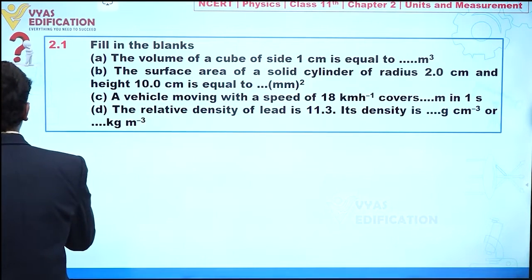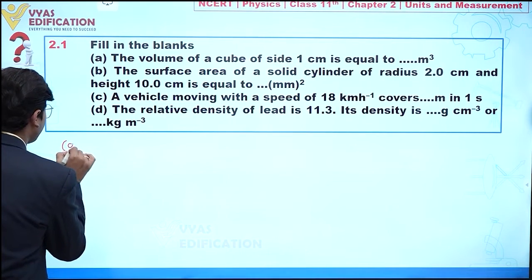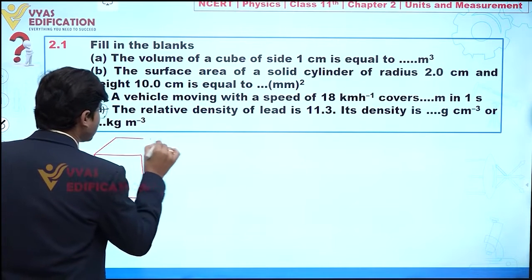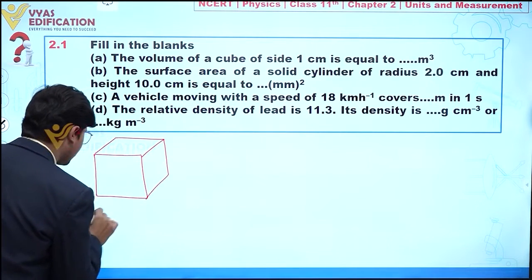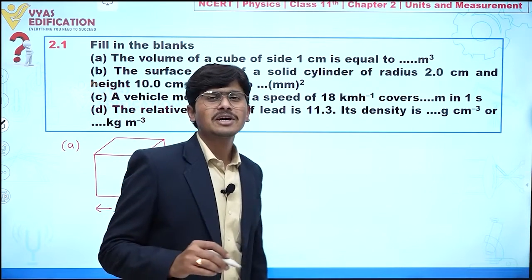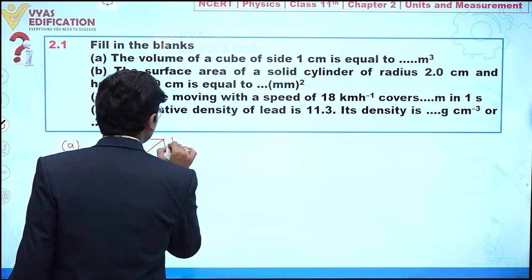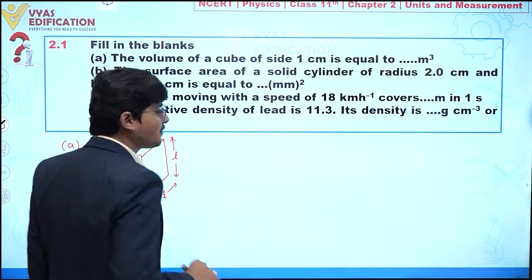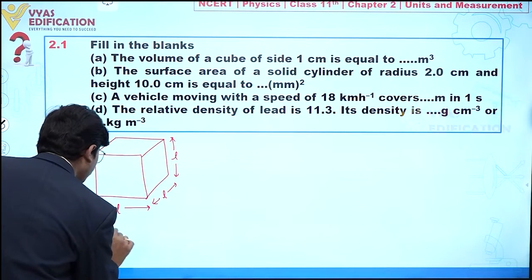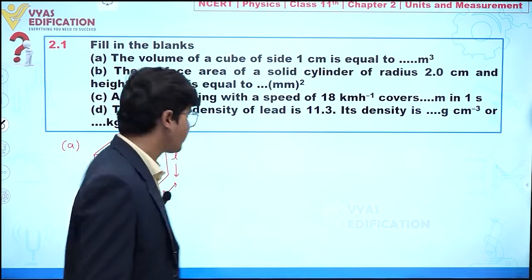Now let's suppose this is a cube having side L. Because we are talking about a cube, this L always remains the same. This is also L and this one is also L. So if we talk about the volume of a cube, the volume of a cube is given by L cube.